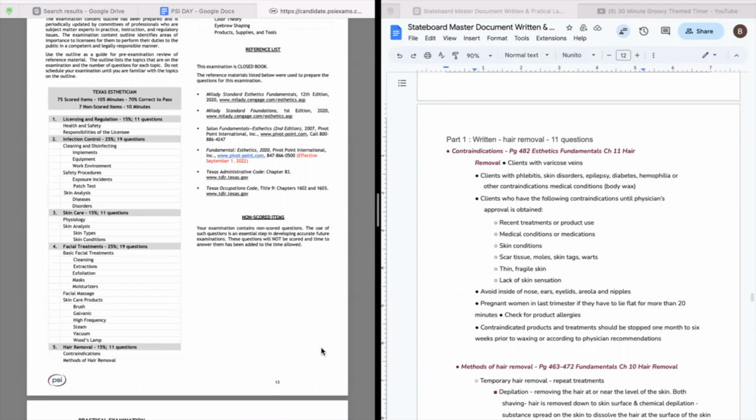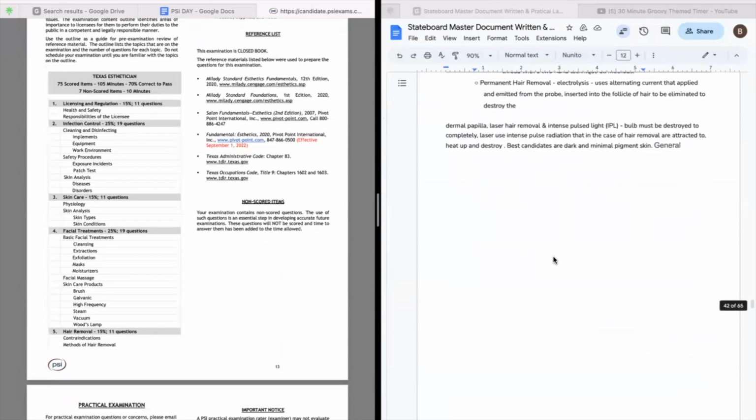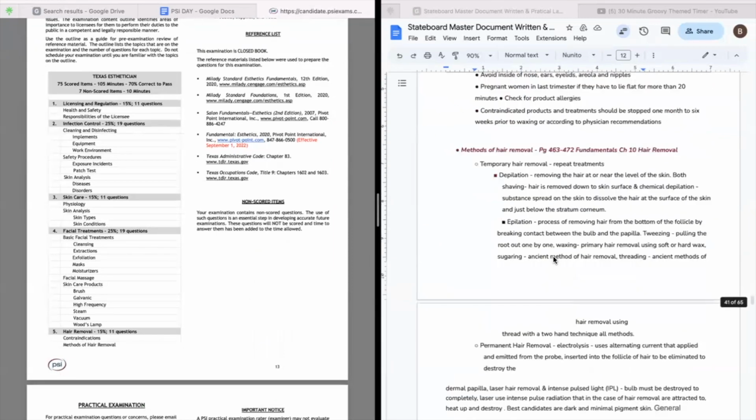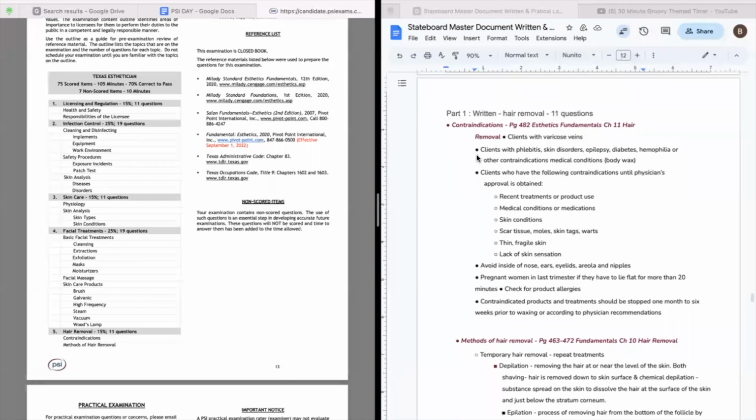This one, everyone should rate very high in this. These 11 questions are give me questions. They're only going to ask you about contraindications and the different methods of hair removal. So they've made the hair removal information very short, very simple. Contraindications are going to be important, and we went through and we listed them.